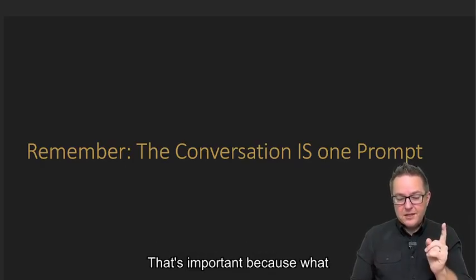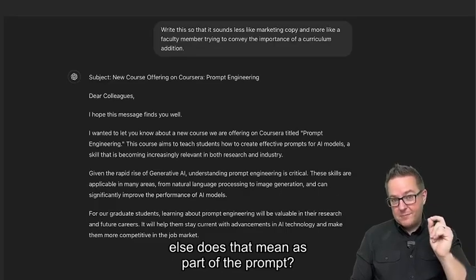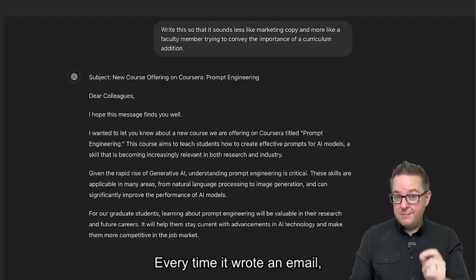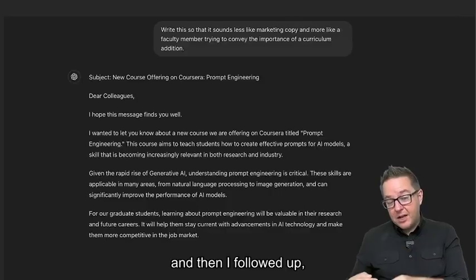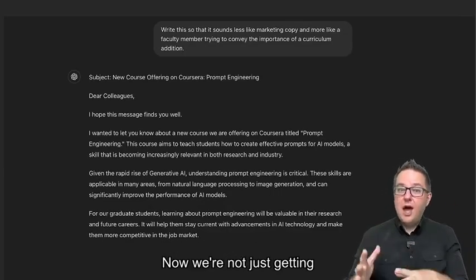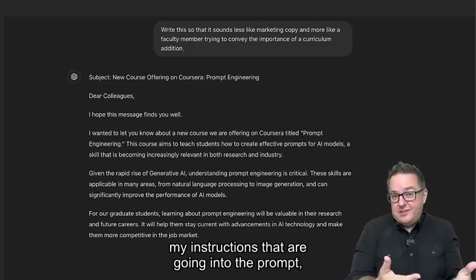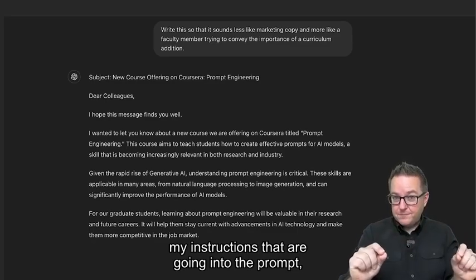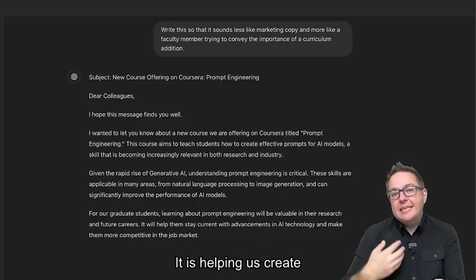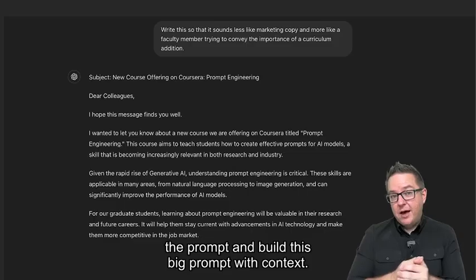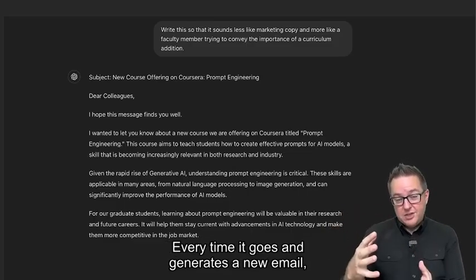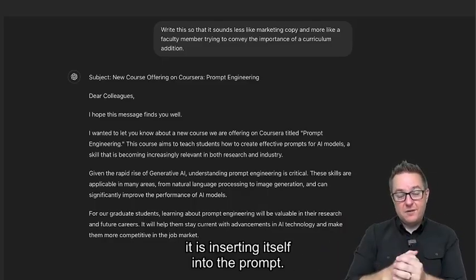That's important because what else does that mean as part of the prompt? All the examples that it generated. Every time it wrote an email and then I followed up, its email that it wrote also became part of the prompt. So now we're not just getting my instructions that are going into the prompt. Its output is becoming part of the prompt. It is helping us create the prompt and build this big prompt with context. So every time it goes and generates a new email, it is inserting itself into the prompt.